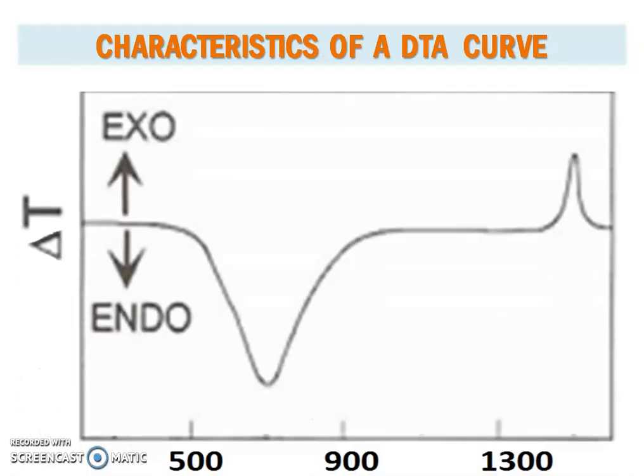So this is what a DTA curve looks like, and like all other curves, the DTA curve also has two axes, the y-axis and the x-axis. On the x-axis, we plot the temperature values.